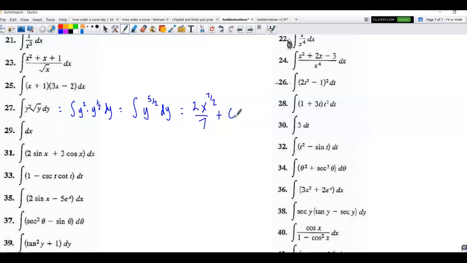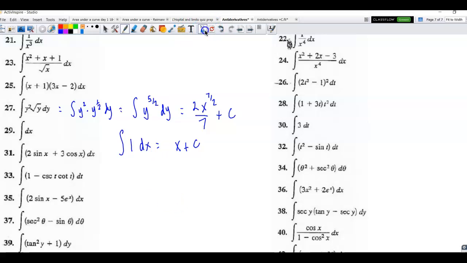27. In number 29, it looks like there's nothing there, but you may assume that where they have the integral and then they have the dx, there is a 1 there. So when we find the antiderivative of the number 1, we get x plus the constant of integration c. Don't forget plus c.